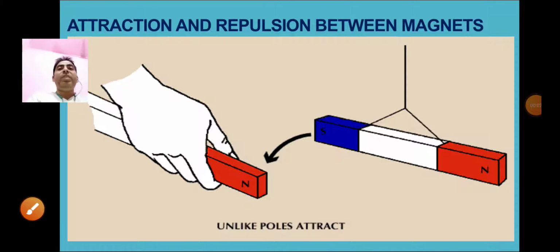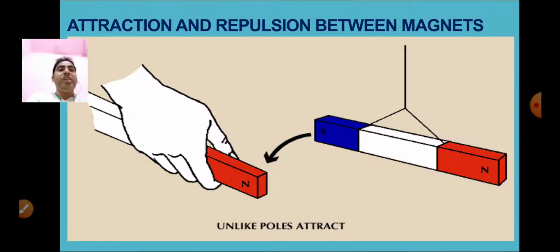Good morning everyone. This is video number 2, and in this video we are going to read about the poles of a magnet, attraction and repulsion between the magnets. This attraction and repulsion is caused by the attractive and repulsive property. When the poles of two magnets are brought close to each other, they exert force on each other.